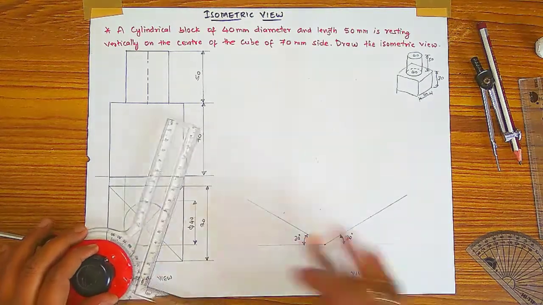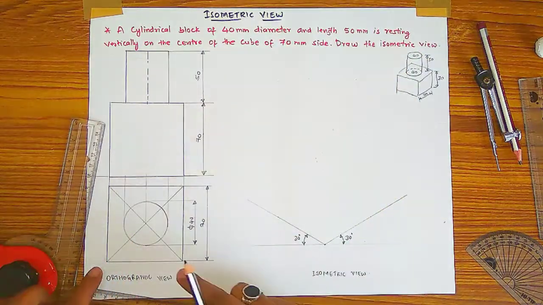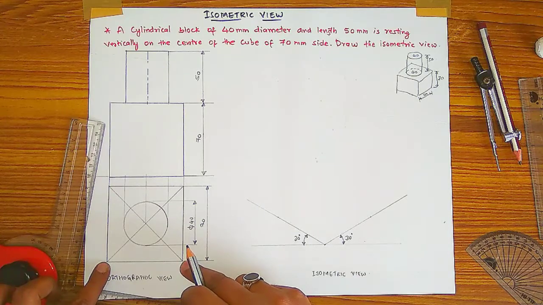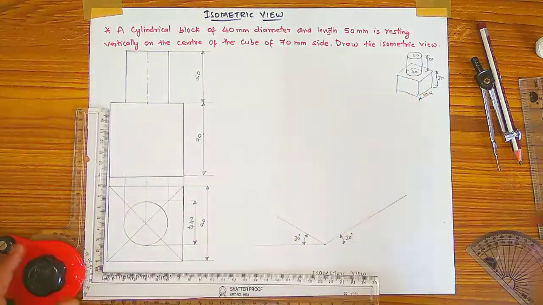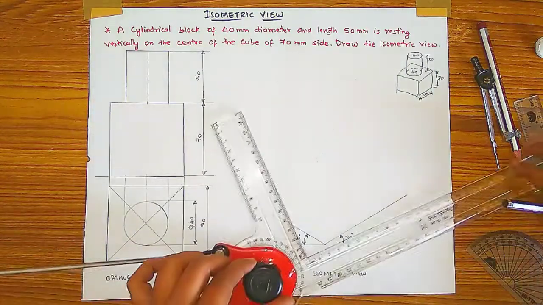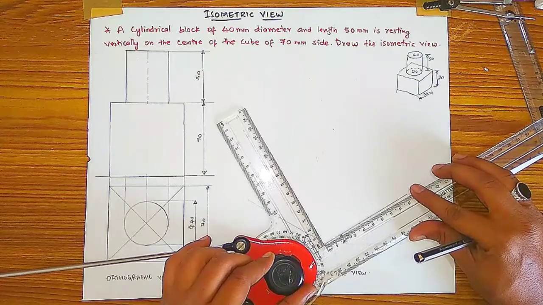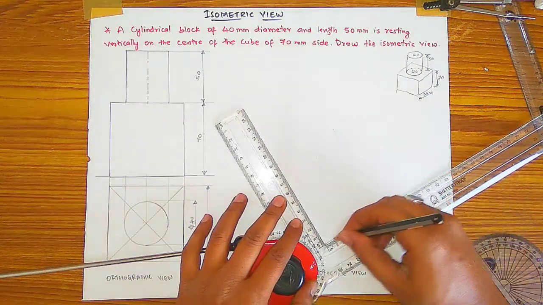30-degree, 30-degree. Then you have to draw this isometric here, same, but the dimension of this cube here is 70 mm. So this 70 mm line we have to draw here, these lines we have to draw. So 70, I will adjust my mini drafter and draw a 70 mm line on that, like this.